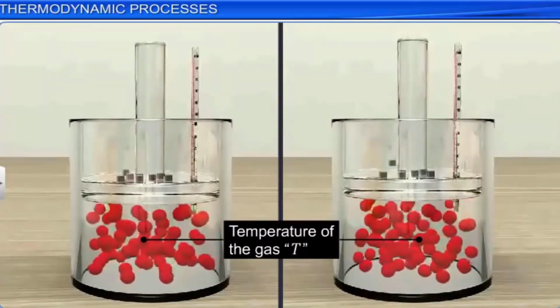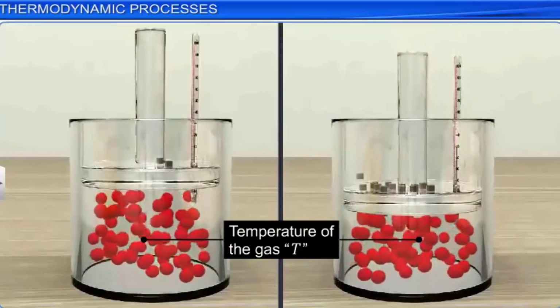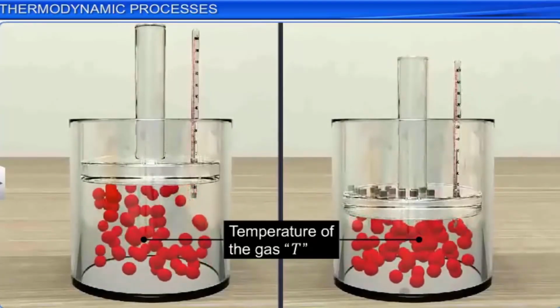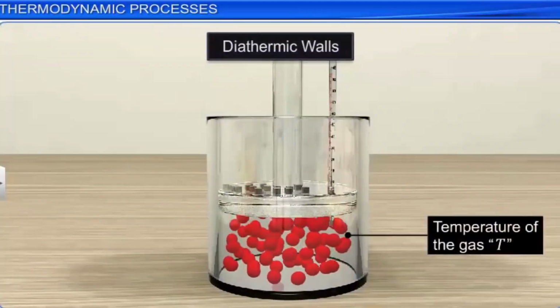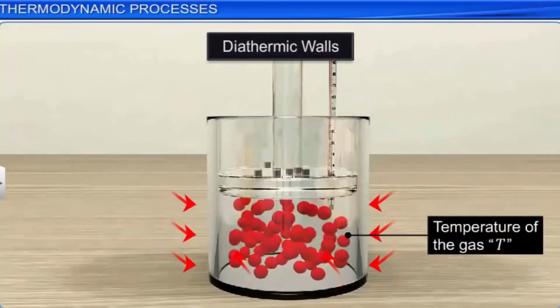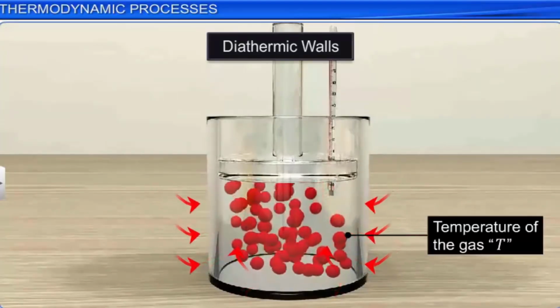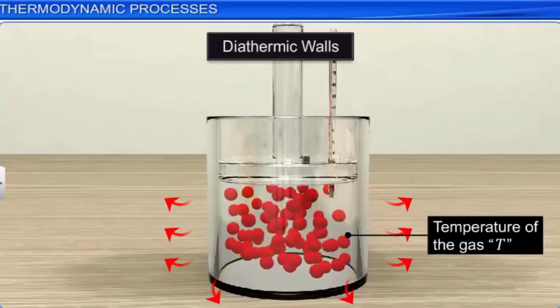A diathermic wall is a wall that is capable of conducting heat. To maintain a constant temperature, the gas absorbs heat energy from the surroundings during expansion and releases heat to the surroundings during contraction.